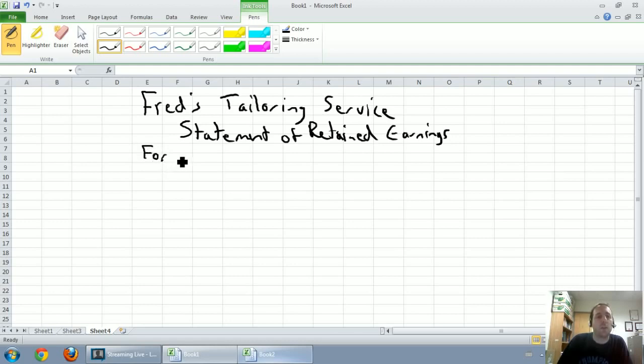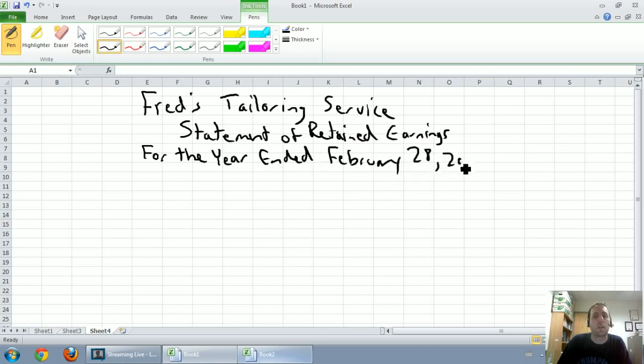And this, much like the income statement, gets dated for the year ended and then the year-end date. Our year-end date was February 28th, 2012. Okay, so we've got a beautiful title, but I haven't said anything about the Statement of Retained Earnings. So let's talk a little bit about what the Statement of Retained Earnings does.